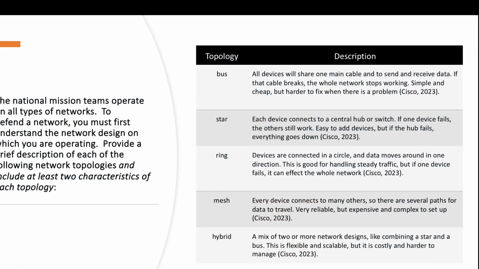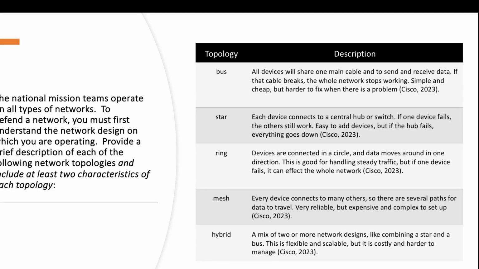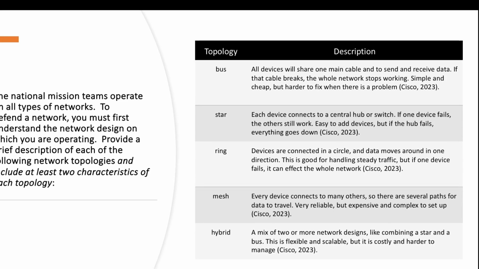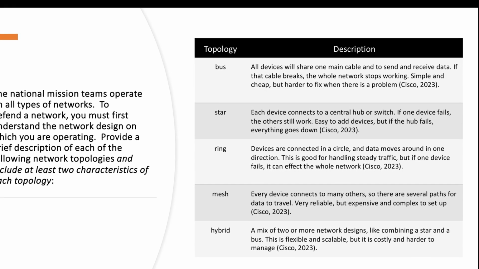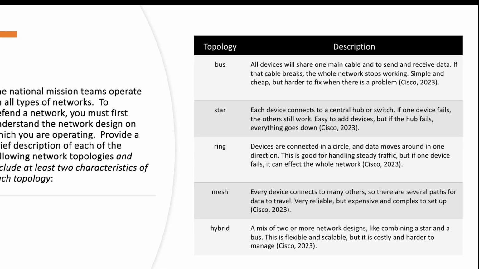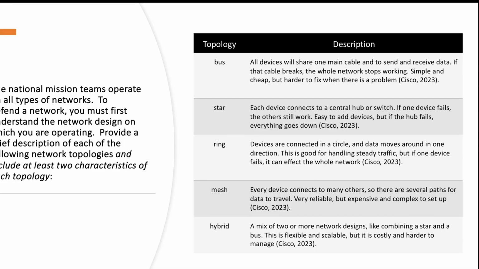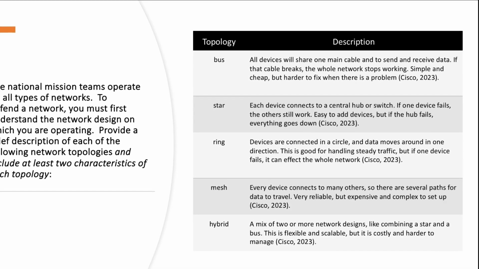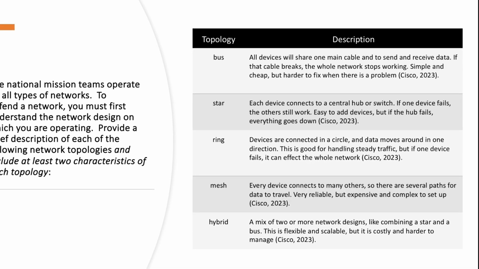The next question is, the national mission teams operate on all types of networks. To defend a network, you must first understand the network design on which you are operating. Provide a brief description of each of the following network topologies and include at least two characteristics of each topology. The answer is, for a bus topology, devices share one main cable to send and receive data. It's low cost and easy to set up, but one cable failure will stop all communication.